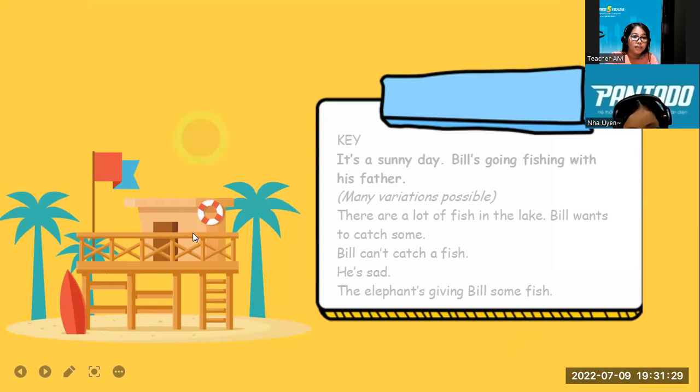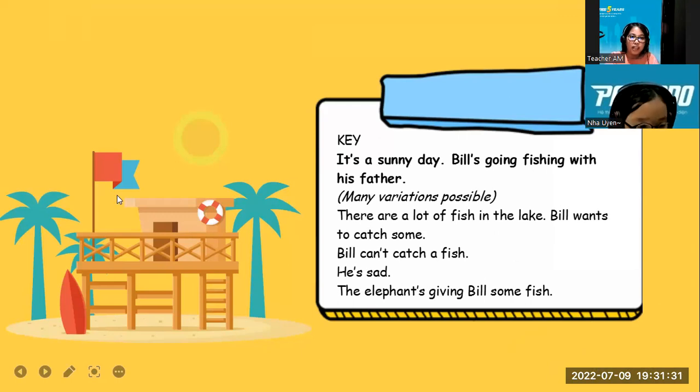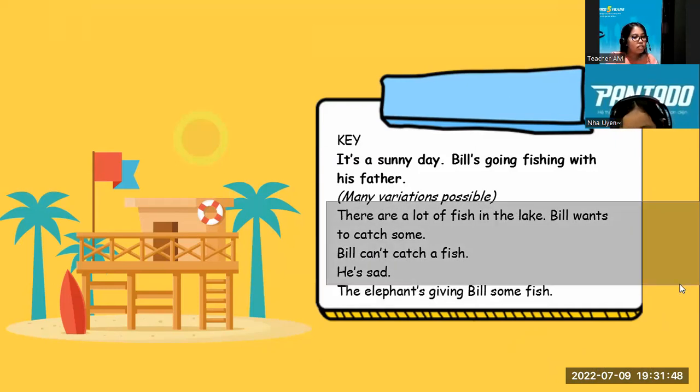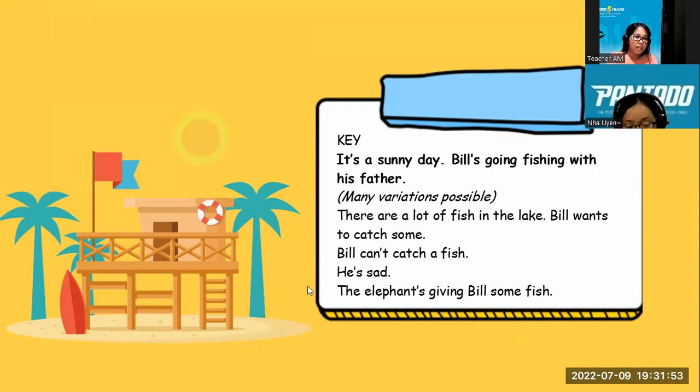So here, this is the story. On Saturday, it's a sunny day. Lucy is going fishing with her father. There are a lot of fish in the lake. Lucy wants to catch some fish, but Lucy cannot catch a fish. She is sad. The elephants give Lucy some fish, and they are very happy.